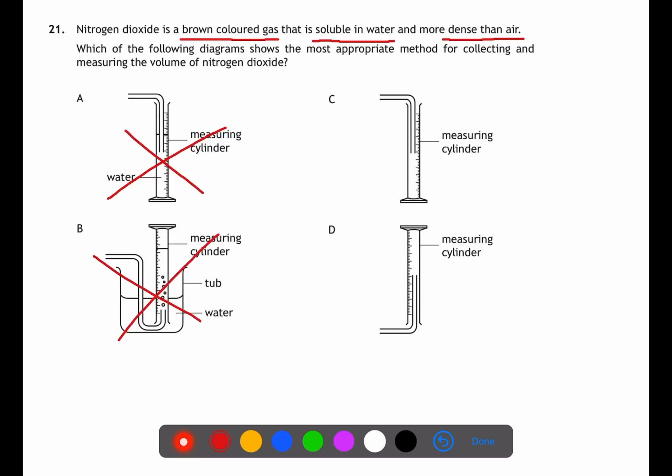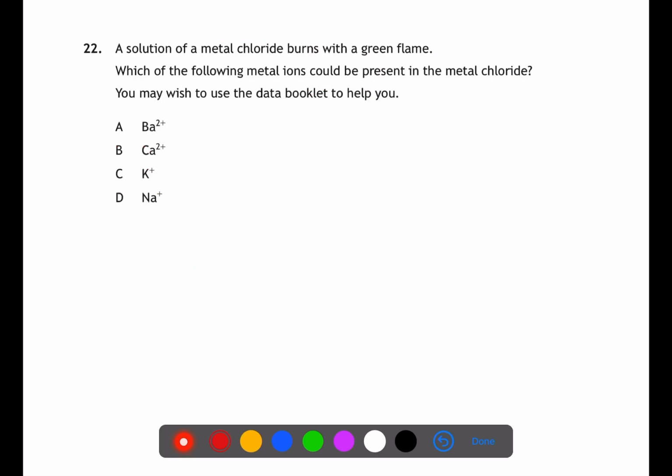This gives us 2 options. We can either have our downward displacement of gas or upward displacement of gas. As nitrogen dioxide is more dense than air, it will fall down into the cylinder and displace the air out. Therefore, C is our answer. Question 22. A solution of a metal chloride burns with a green flame. Which of the following metal ions could be present in the metal chloride? You may wish to use a databook to help you. You'll need to look at page 6 of the databook where you have the flame colours. We're looking for something which has a green flame, which you will find is barium 2+ ions.